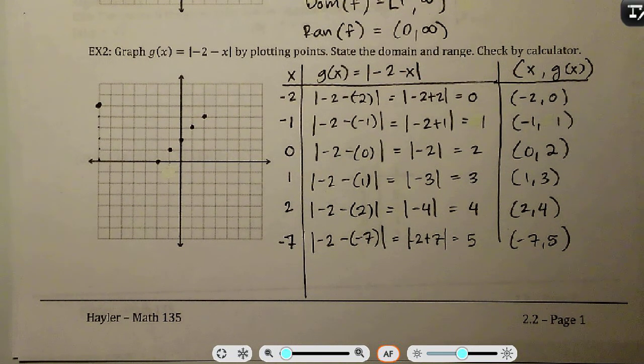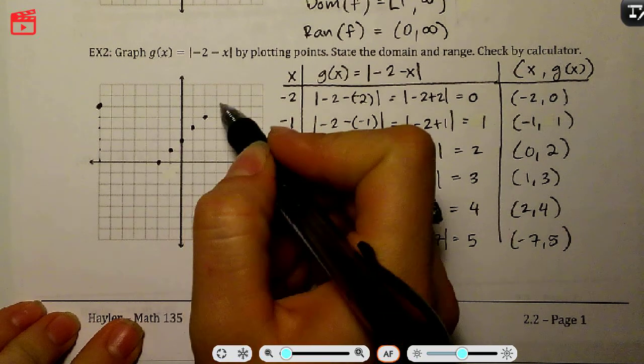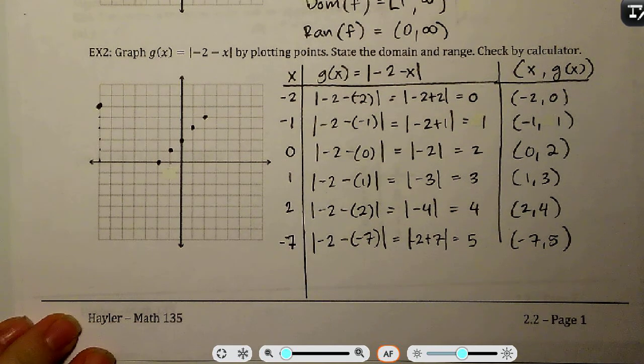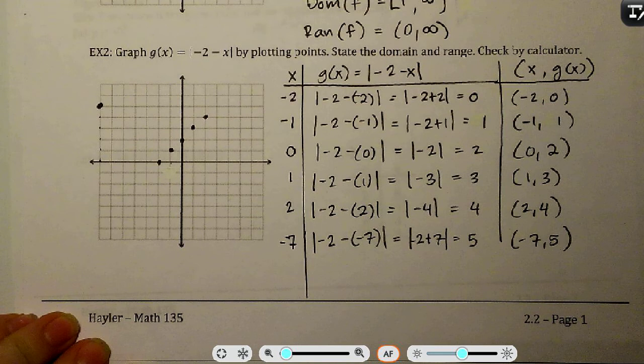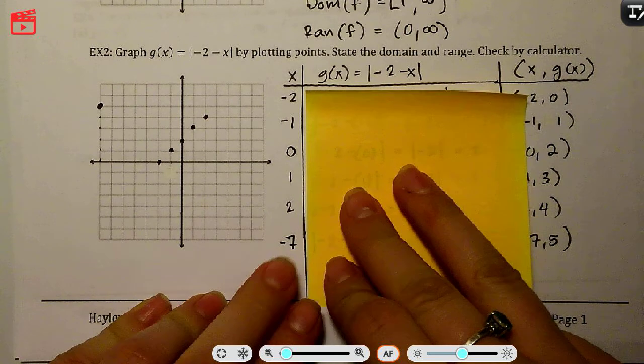Alright, so to make sure I know where my graph is supposed to start heading back up in that V shape, I want to go ahead and find the vertex of my absolute value. And if you don't quite remember the vertex formula or haven't done it before with absolute values, it's going to be a brief intro on how to do that.